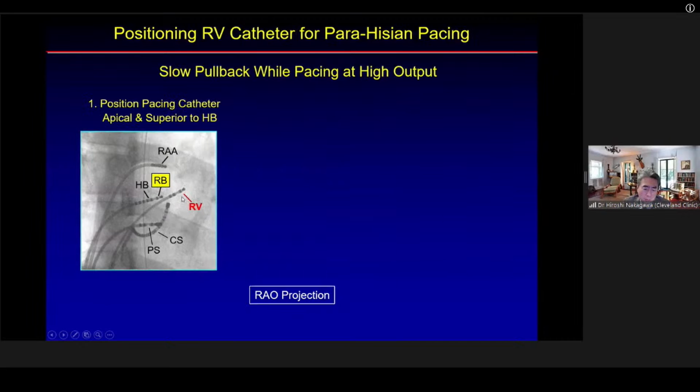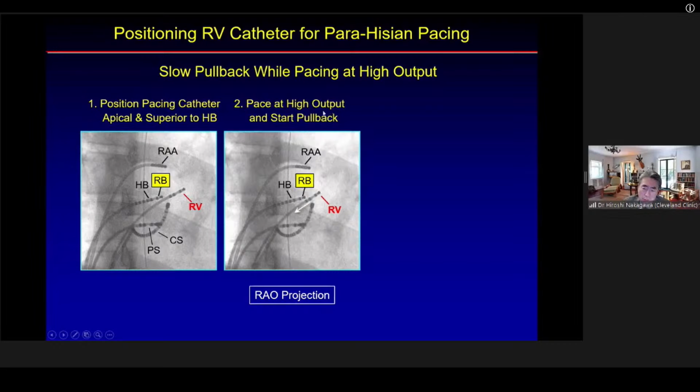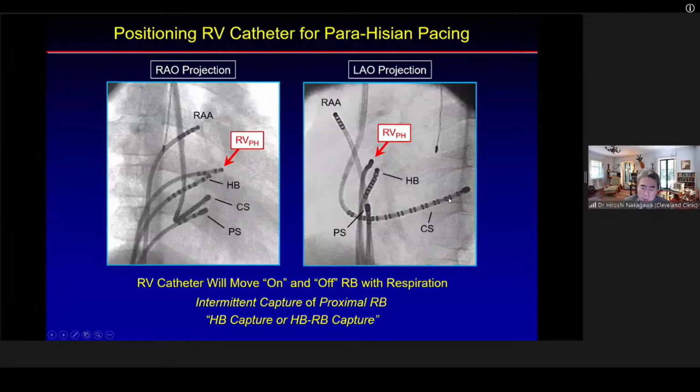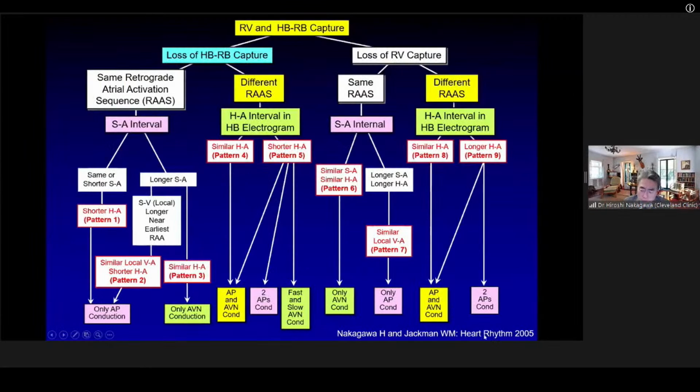So here's the parahisian pacing catheter again. This is deflectable and located more distal to the His recording site. When gradually pulling back, we increase the pacing output to get His capture, not only RB but also His capture at the same time. Or you don't have to move the catheter much because of respiration, you might have intermittent His capture with right bundle or right ventricular capture. And this is our publication from 2005, which has a scheme on how to differentiate the RB parahisian pacing.